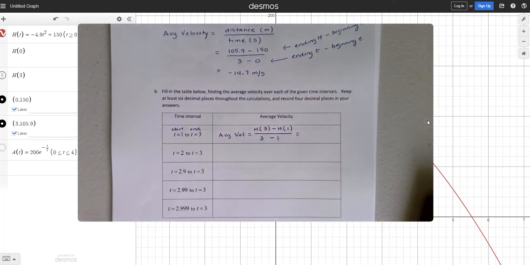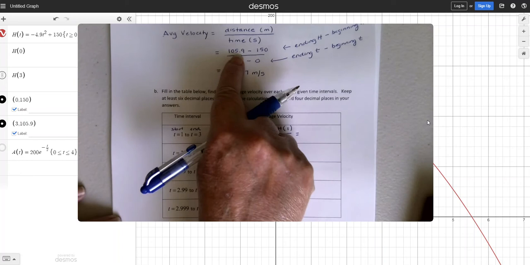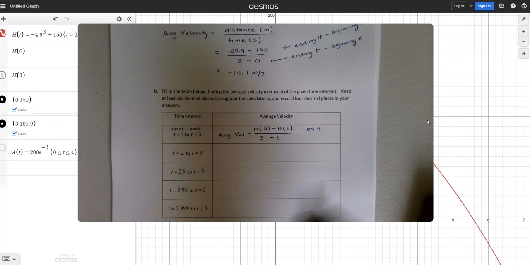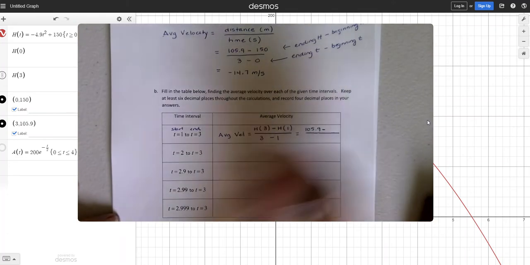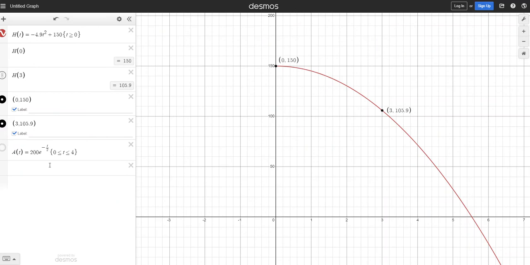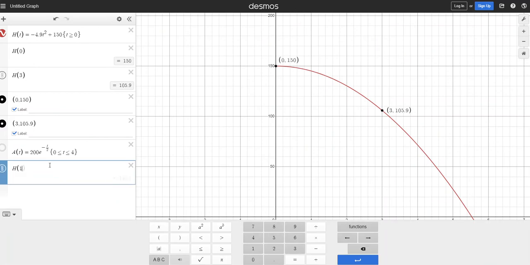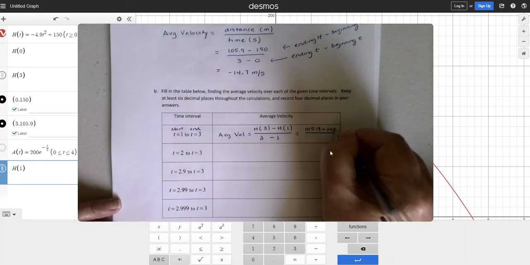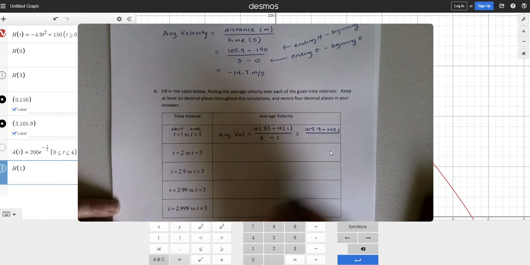And if you want to, you can use either a calculator or Desmos. Since I've got Desmos going, I'm going to go ahead and use it. I'll remind you, we already knew the height at 3, right? We already had that before. That was the 105.9. And I could just pop over here really quick and just do h of 1 is 145.1. And then down here, 3 minus 1 is 2.